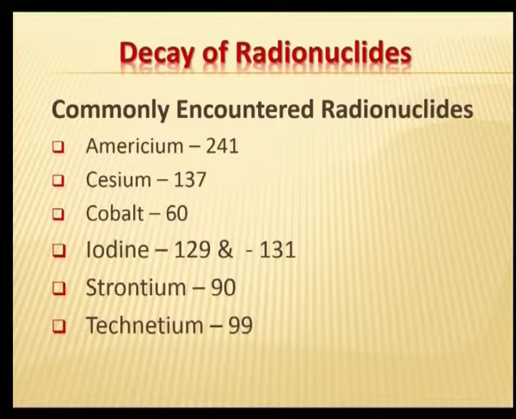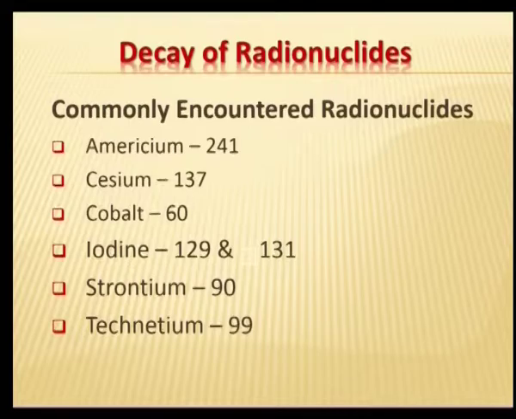The 6 commonly used radionuclides are the following: americium 241, cesium 137. Where do you find cesium in the periodic table? In the first group you have cesium, with atomic number 55. 137 refers to the mass number, the sum of protons and neutrons. Cobalt 60. Cobalt is used in cobalt therapy. Where do you use cobalt? All cancer hospitals use cobalt.